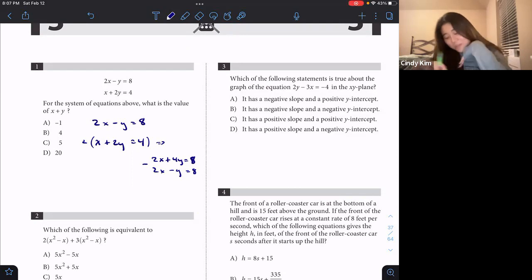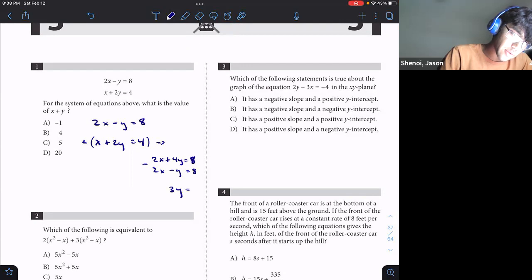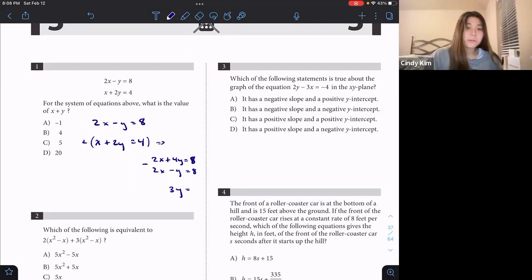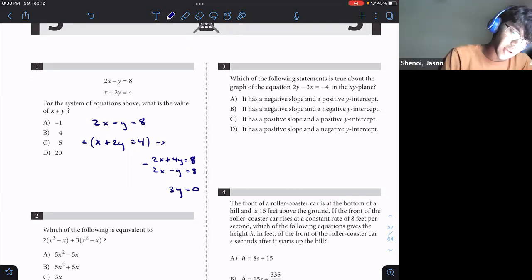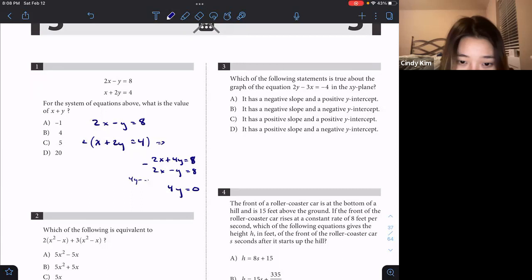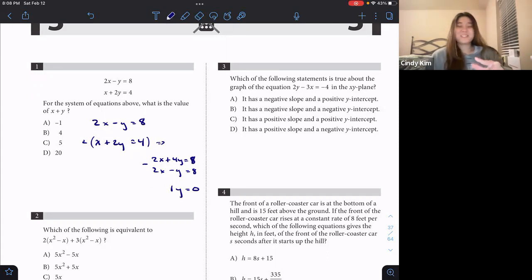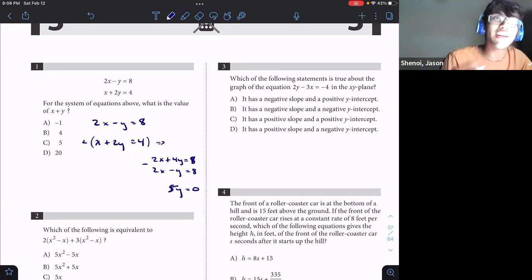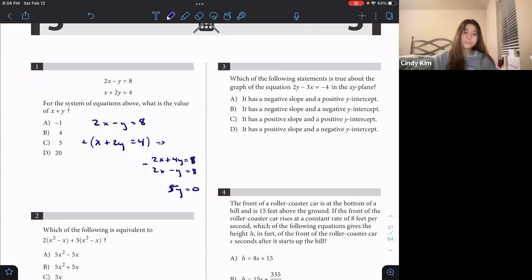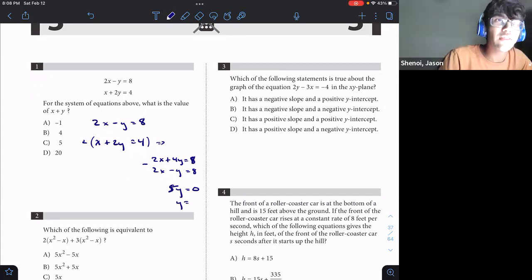Oh, I know what you're doing. So 3y is equal to 0. No, sorry. 4y is equal to 0. Oops. I can't do math. 4y because you're subtracting, right? Isn't it negative y equals 0? Wait, 5y? Oh, you're right. It is 5y. All right, 5y equals 0. But it doesn't matter, because if you solve this out, y is equal to 0.